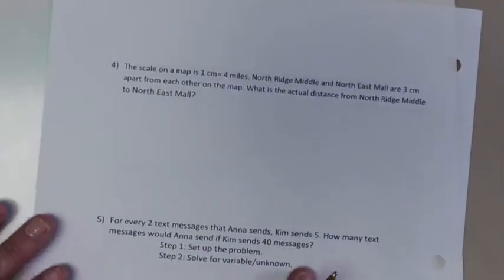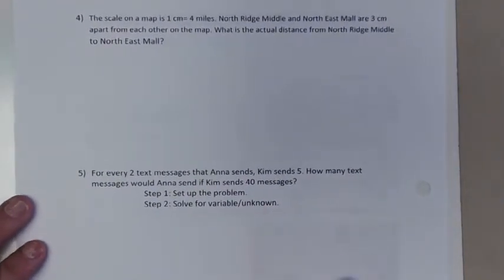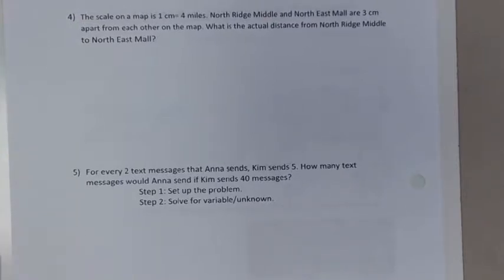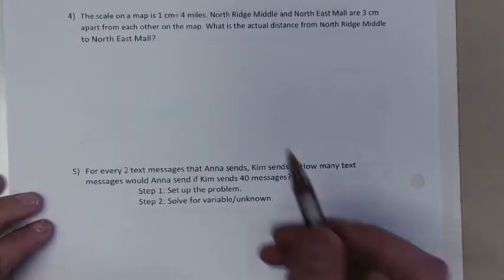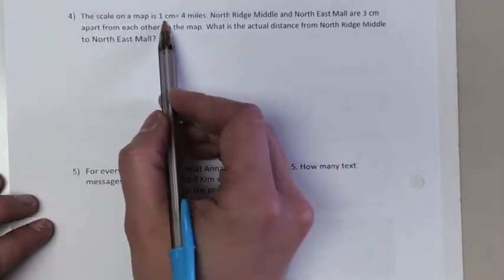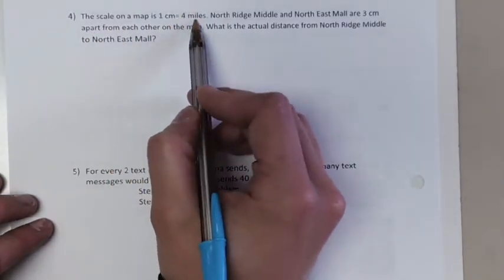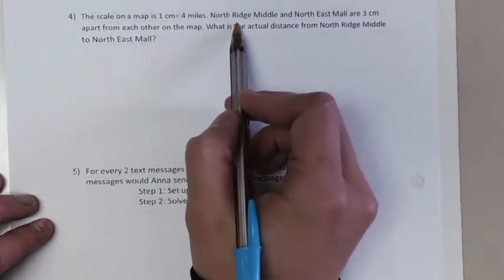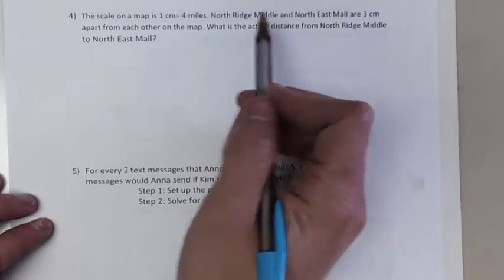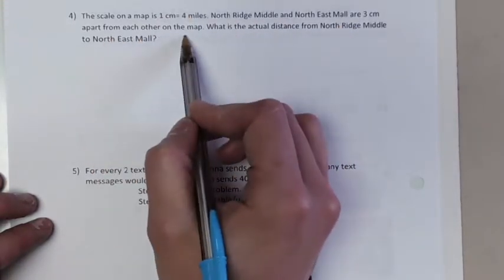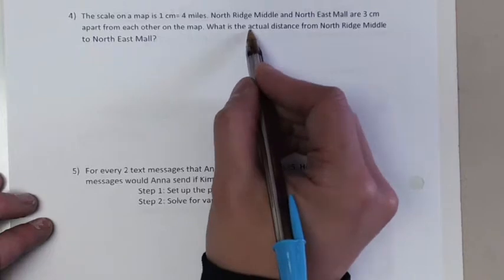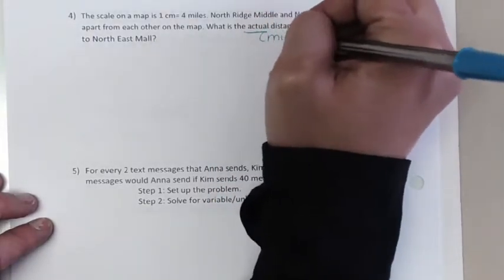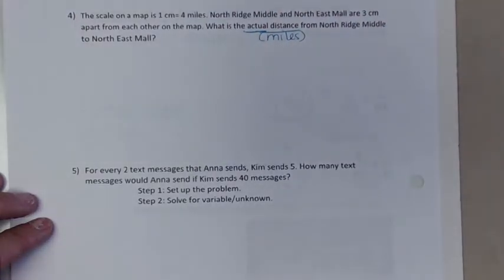Okay, number 4 is very similar, except you are not given a map. But you can draw a picture to help you visualize it if you're like me. I need to see a picture. So it tells us the scale on the map is 1 centimeter for every 4 real miles. So every centimeter on the map is 4 miles in real life. Northridge Middle and Northeast Mall are 3 centimeters apart from each other on the map. What is the actual distance? So miles, this is what I'm solving for. The actual distance is going to be in miles from Northridge to Northeast Mall.